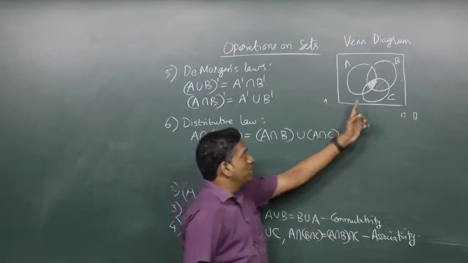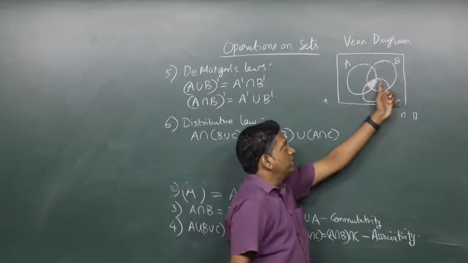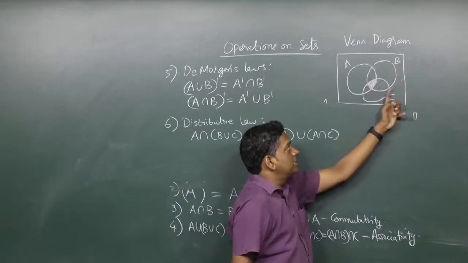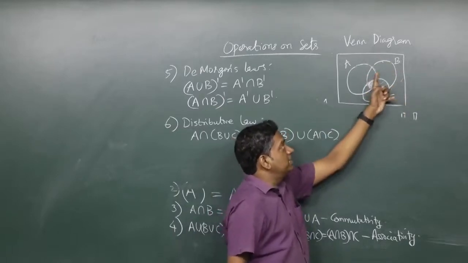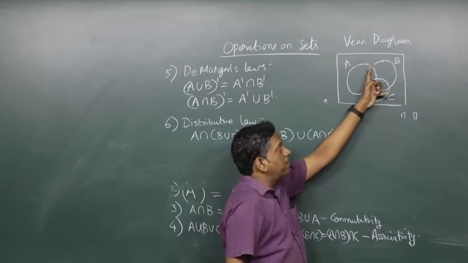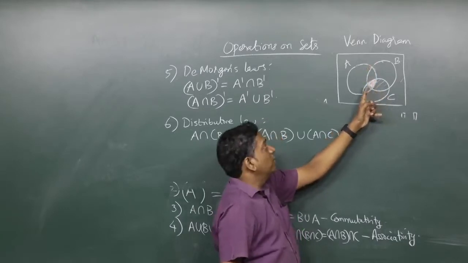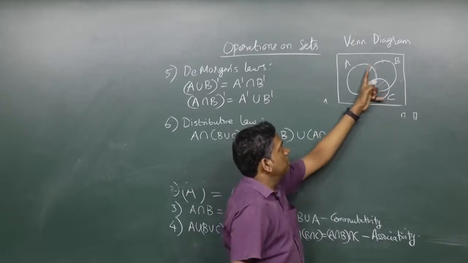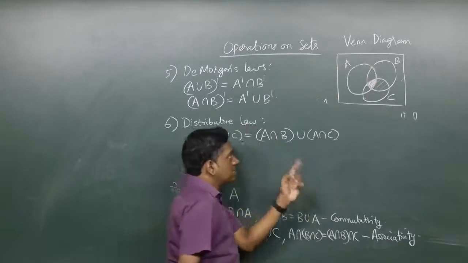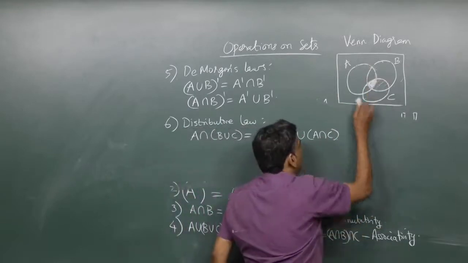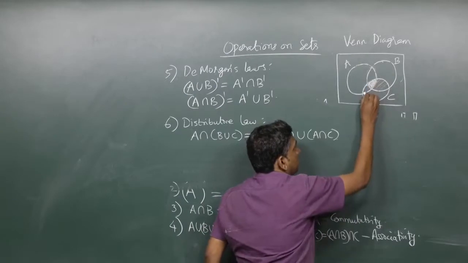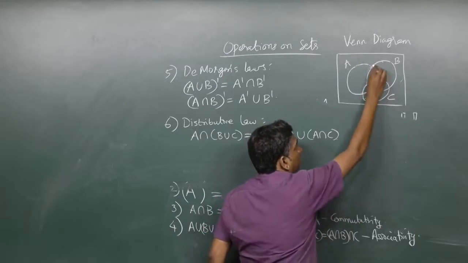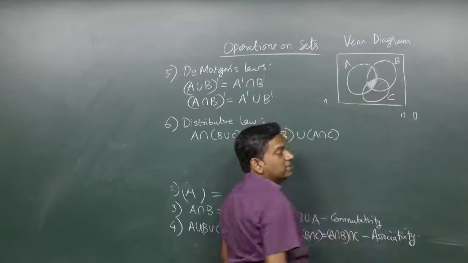A intersection (B union C): B union C is this full set, and A intersection that would just be this part, correct? Okay, sorry, this part. And A intersection B will be this, A intersection C will be this, and the union of the two will again be this shape.